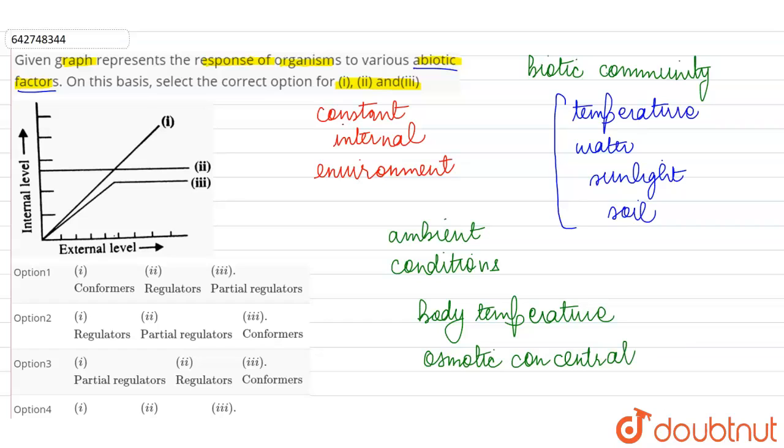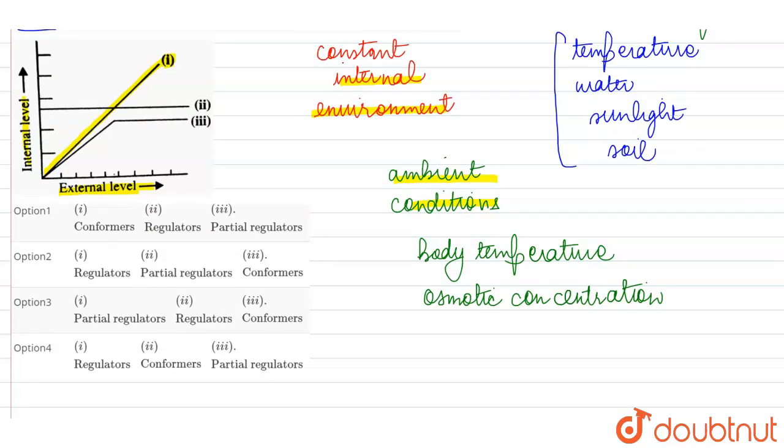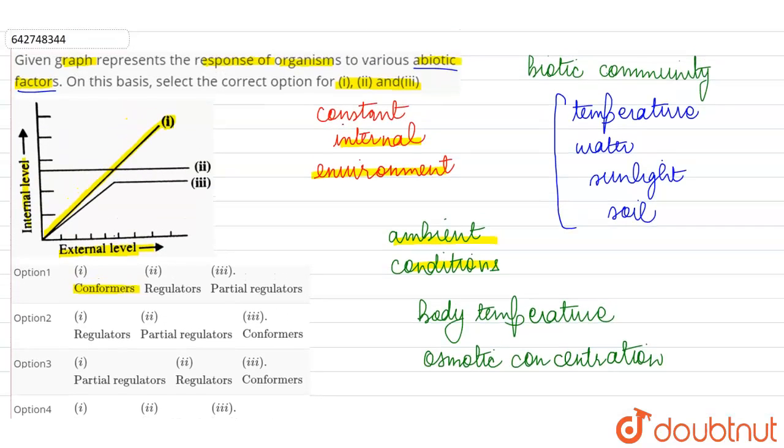change accordingly. So such living organisms are represented in curve number 1, where we can see how the internal level is changing accordingly with the external level. So the ambient conditions are affecting the internal environment. So such organisms are, since they are conforming, since they are changing along with the ambient conditions, we will call them conformers.